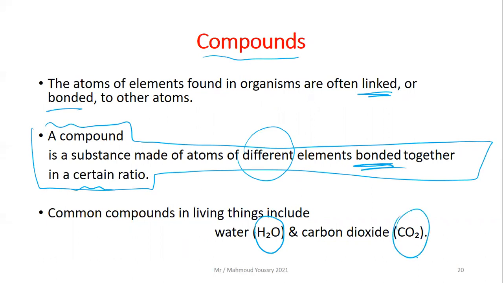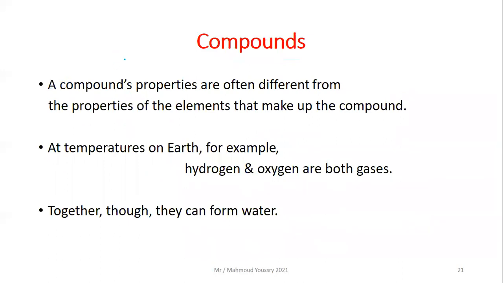These are examples of compounds that we can find in living organisms. Again, what is a compound? It's a substance made of atoms of different elements bonded together in a certain ratio. A compound's properties, this is very important, are often different from the properties of the elements that make up the compound.